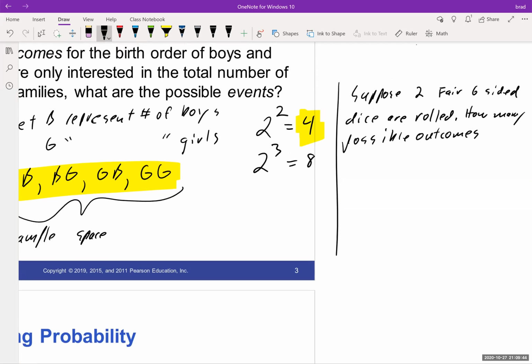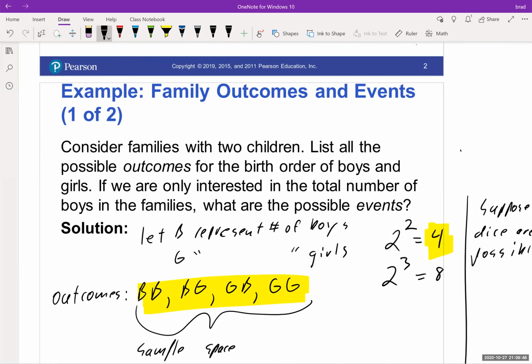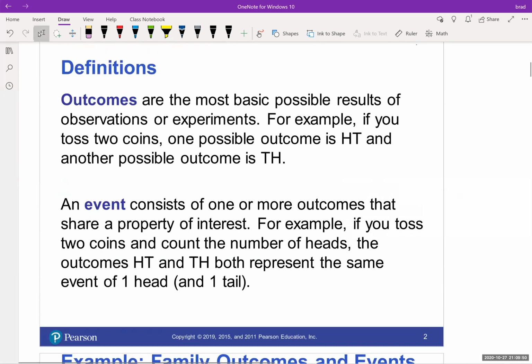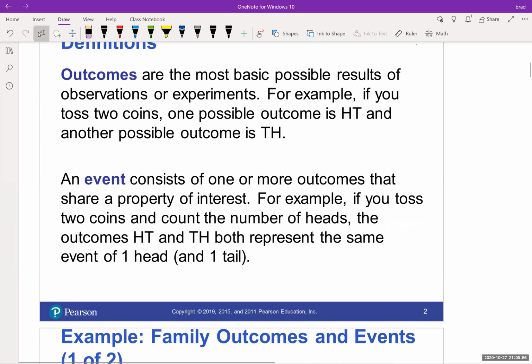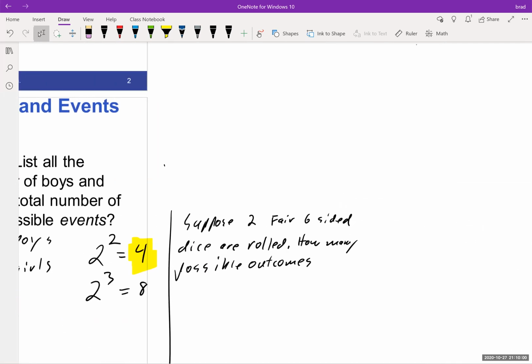See, the way your book describes outcomes is a little bit different than in my statistics class. I just want to make sure I'm keeping up with their definition. For example, if you toss two coins, one possible outcome is heads, tails, and another possible outcome. Yeah, okay, so they're still doing it the same as me. So when two dice are rolled, how many possible outcomes are there?